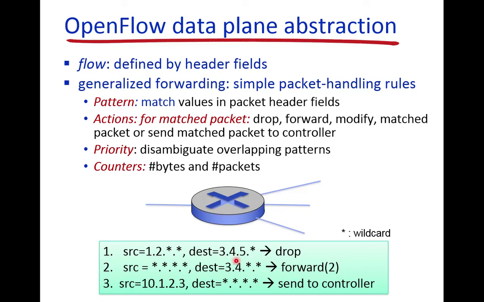In this case, the packet matches these two entries, so we normally use priority. If the first rule has the highest priority, it should be dropped. So when a packet matches more than one entry, the action is performed for the entry which is first in the table. The priority is assigned this way.